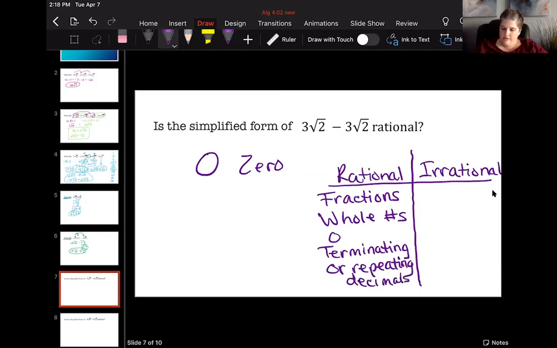And then for irrational, it would be square roots that you can't simplify. Let me write that easily. Like square root of 2, which is an example that you can't simplify.